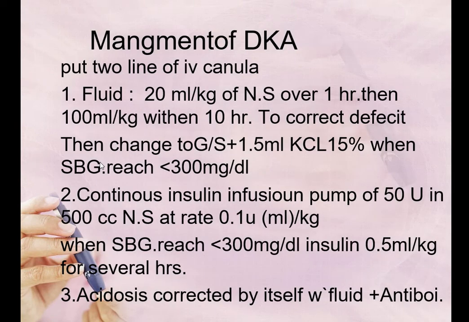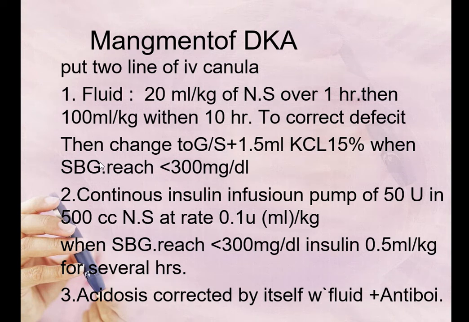How to manage the patient with DKA? First of all, admit the patient to the emergency unit and put 2 lines of IV cannula, one for the fluid and the other for the insulin therapy, in parallel at the same time. Regarding the fluid, we give the patient 20 ml per kg of normal saline over 1 hour. Then we also give 100 ml per kg of normal saline within 10 hours.